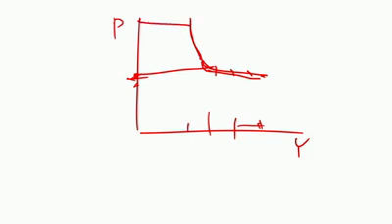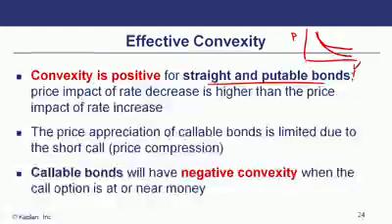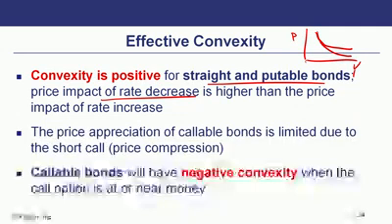So if you have a convex function, then what you're going to see is that the price gain from a decrease in yields is going to be greater in absolute value terms than the price loss from an increase in yields, right? So that's convexity. That's what convexity does for us. If interest rates fall, we get big increases. If interest rates increase, we get smaller decreases. So that's all this says. Convexity is positive for straight and for putable bonds, so the price impact of a rate decrease is higher than the price impact of a rate increase. Why? Just because of the convexity of the function.